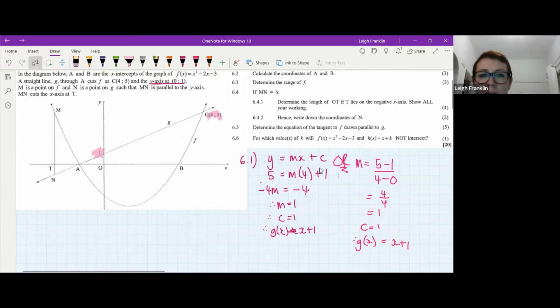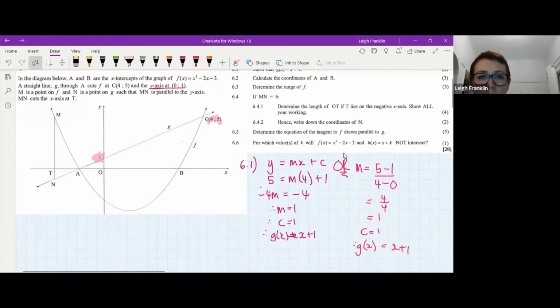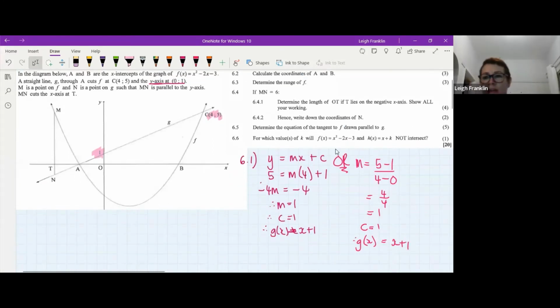The next thing that we need to do is calculate the coordinates of A and B. That's super easy, so why don't you go ahead and do that? You do the coordinates of A and B, and you can also determine the range. You should be able to do that as well, and then we can move on to 6.4. I'm going to give you 6 marks, so I'm going to give you 7 minutes. If you're done sooner, then just say so, and then we'll carry on.